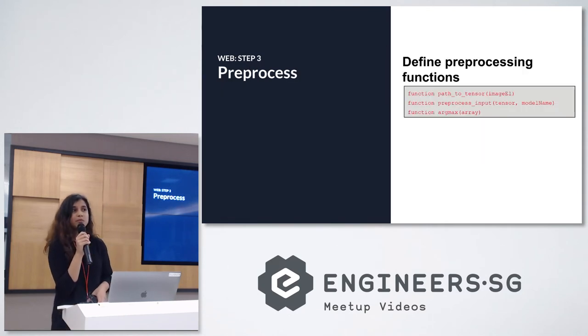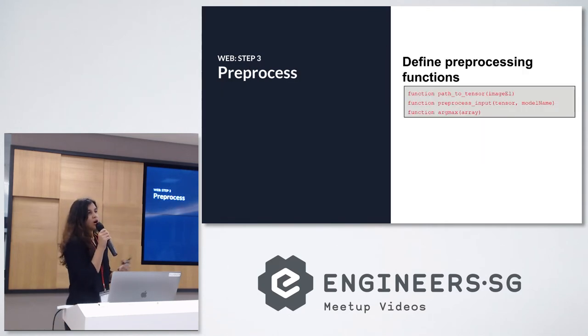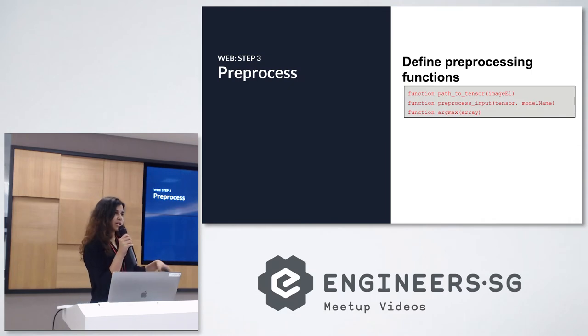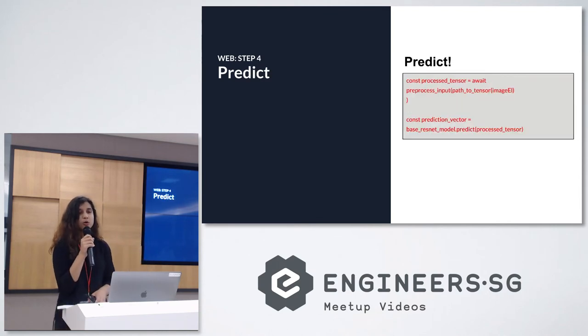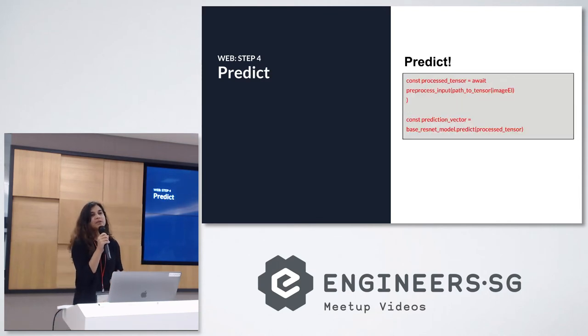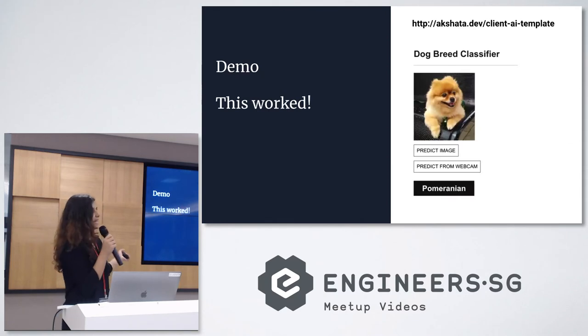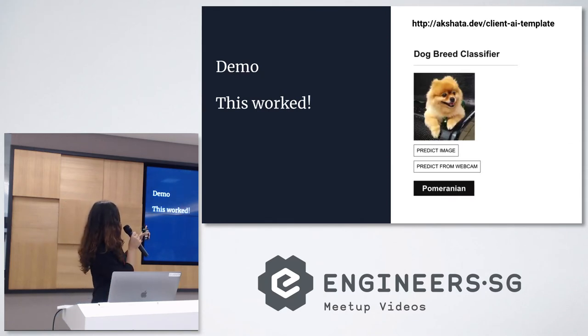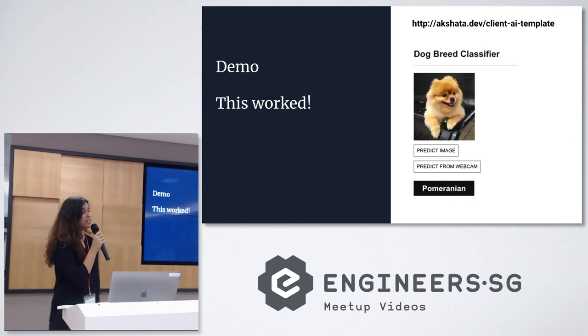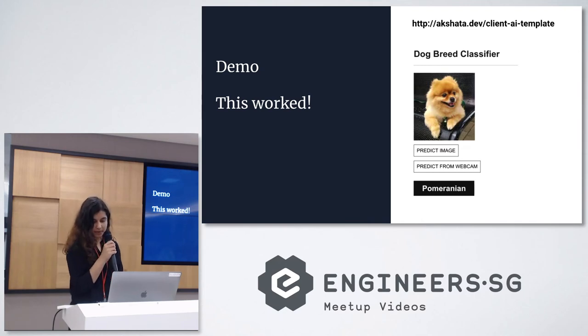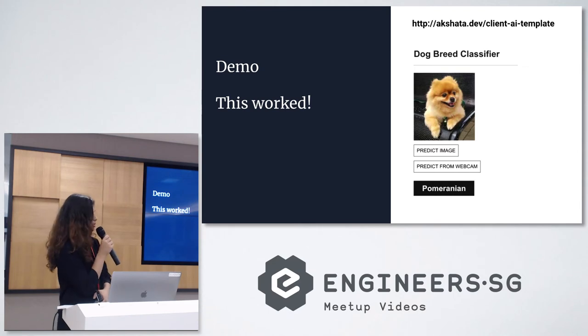Step number three, pre-processing. The dog image needed to be tweaked in certain ways before I could put it into my algorithm, so I had to define a few JavaScript functions to do that. And step four, predict. I used functions again that the TensorFlow.js library provided me, and I had my prediction. And yay, this worked. That's my dog breed classifier hosted as a web app.